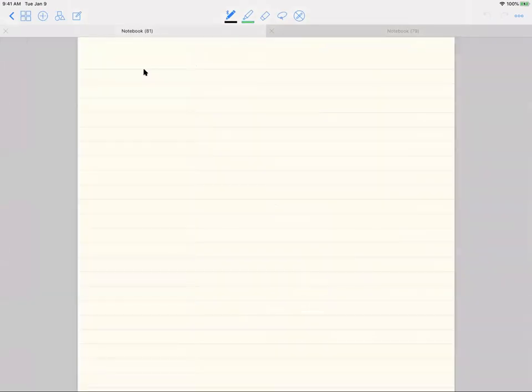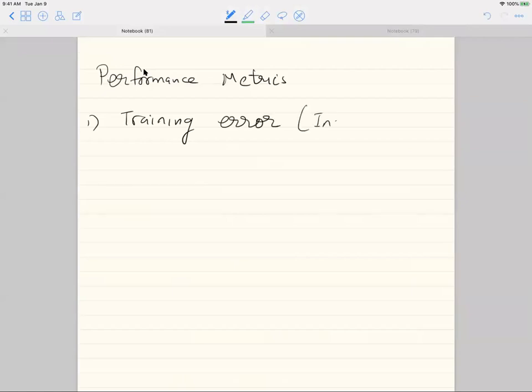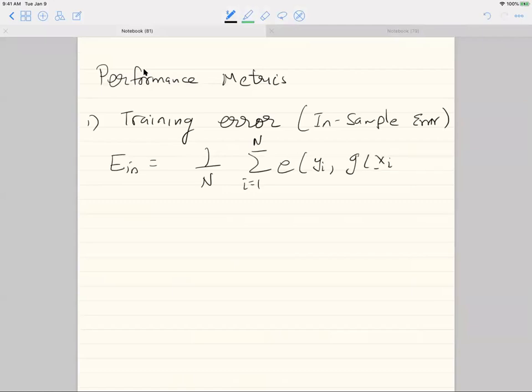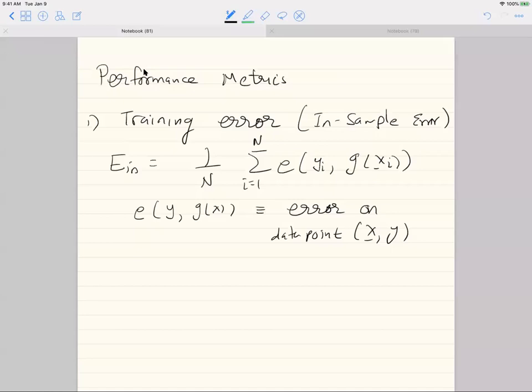Now we have two types of performance metrics. One is the training error, also known as the in-sample error. We want to see how good our output hypothesis is, so we measure the error on the training data set D. E in is given by the summation of i going from 1 to n of little e of yi and g of xi, where e of y and g of x is the error on the data point x comma y. Here y is the true label, g of x is our prediction, and we want to see whether our prediction matches the true label or not.